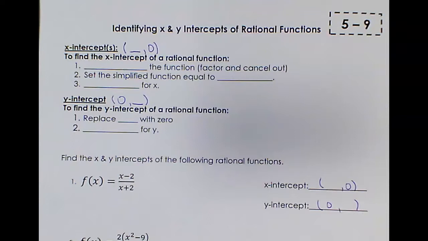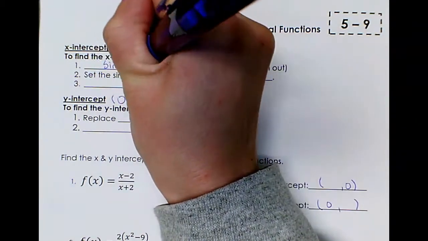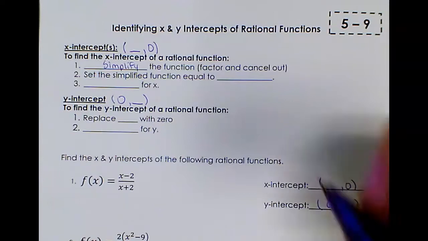So, in order to find the x-intercept for a rational function, the first thing you want to do is simplify the function. So cancel out any factors that are common on the top and bottom. That will get rid of any holes that you might have in the rational function. Then you want to set the simplified function equal to 0.